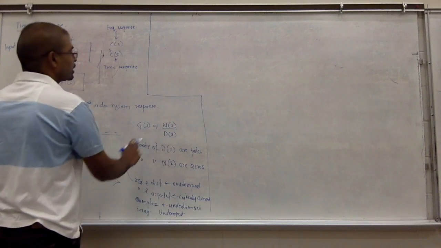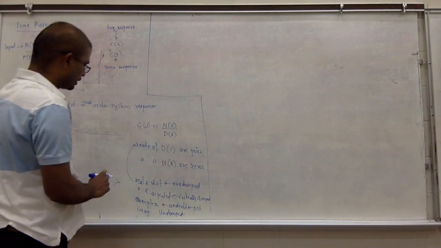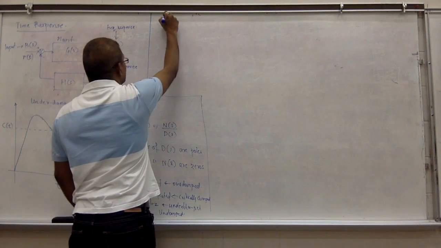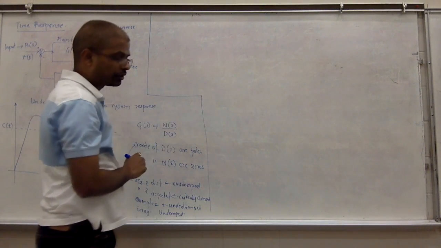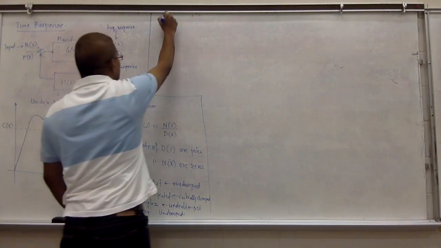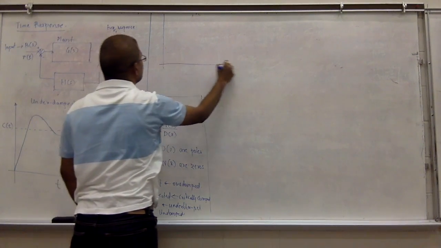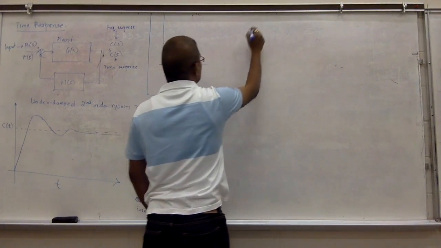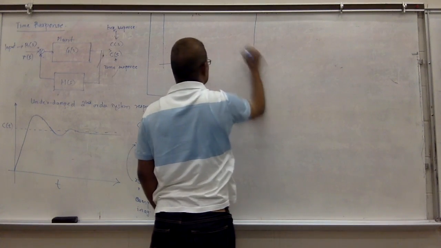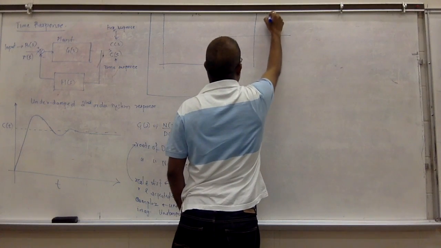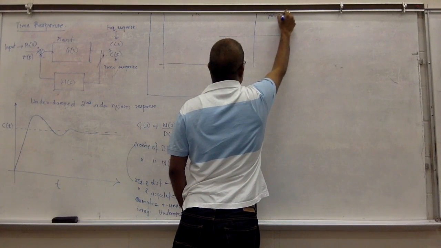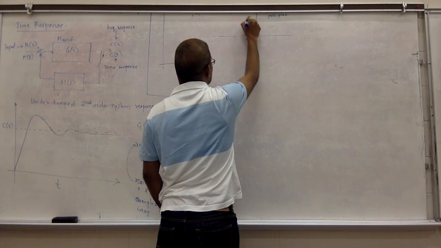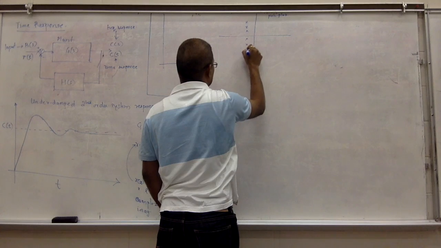So what you're seeing here is what we discussed last class. We looked at three responses, and this is a pole plot. You have three sets of roots. Got it?